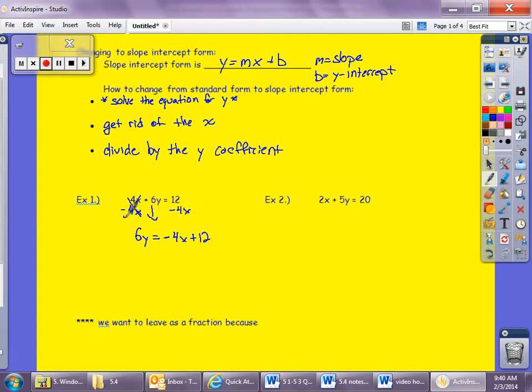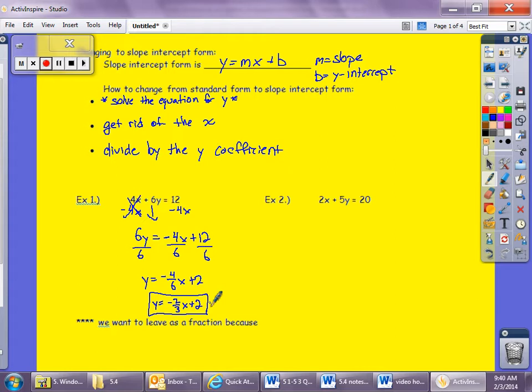Step 1, I got rid of my x. Now I divide by my y coefficient. So we divide everything by that y coefficient. So y equals negative 4 over 6, x plus 2. And we know that 4 over 6 simplifies to 2 over 3. So we get negative 2/3 x plus 2.